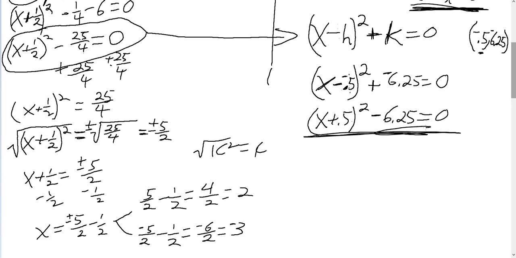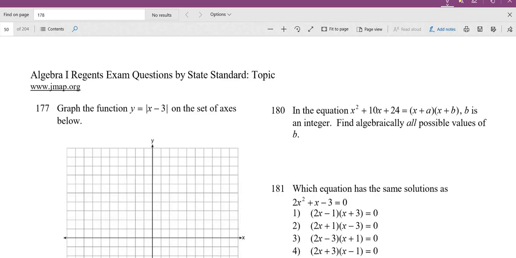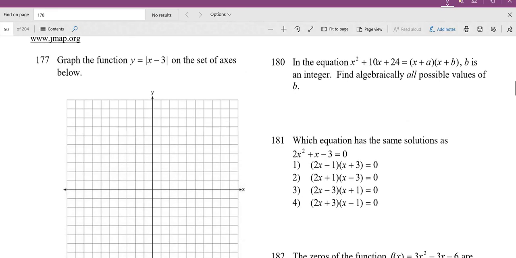Okay, let's just quickly run through a couple of region questions. Right here. Okay, so let's see.